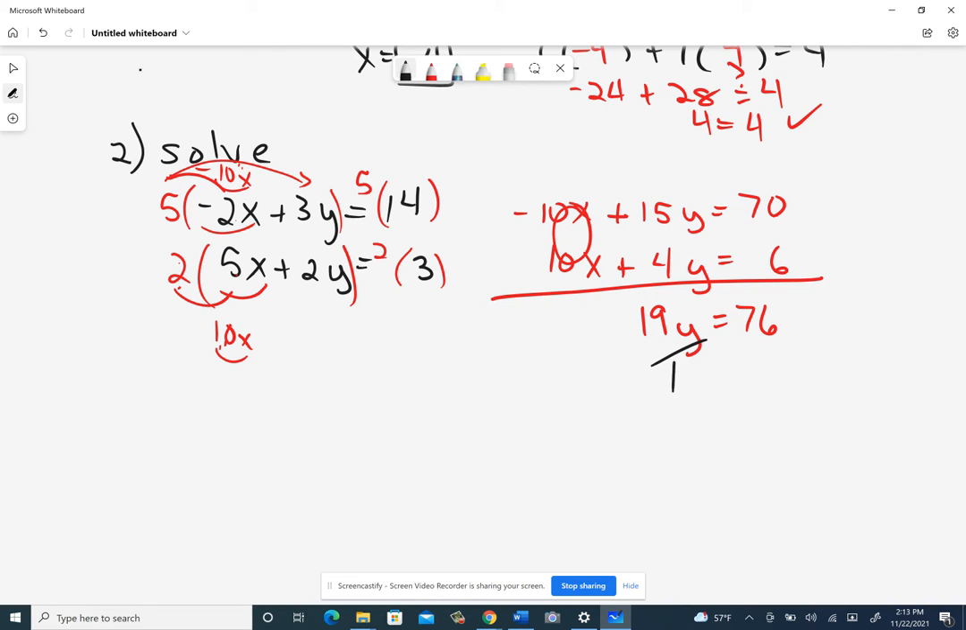Let's see. I've got to divide by 19. And when I do, I wind up with y being 4. Okay, good. All right, now I need to find the x.